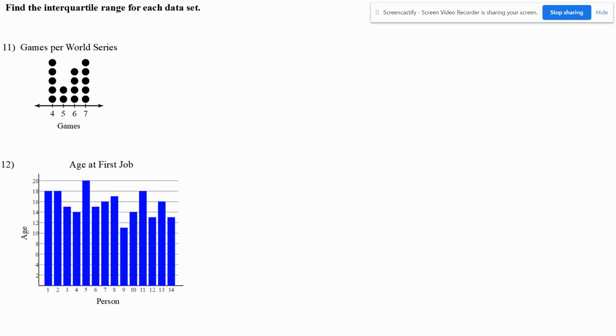Let's take a look at a couple more examples. Looking at my example number 11, let me put my numbers in order from small to large. Let me count how many numbers I have. It's easy to count the dots. I happen to have 16 of them. 16 is even. 16 divided by 2 is 8. So I'm going to draw a line such that I have 8 numbers on each side, and this is my quarter 2, or median.